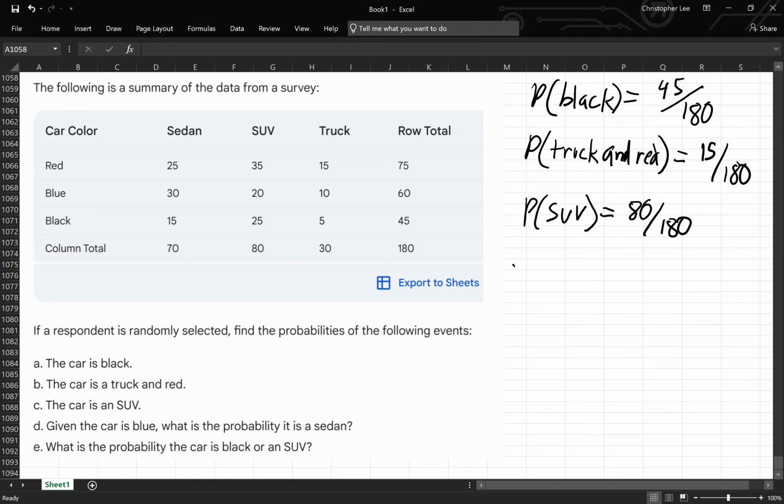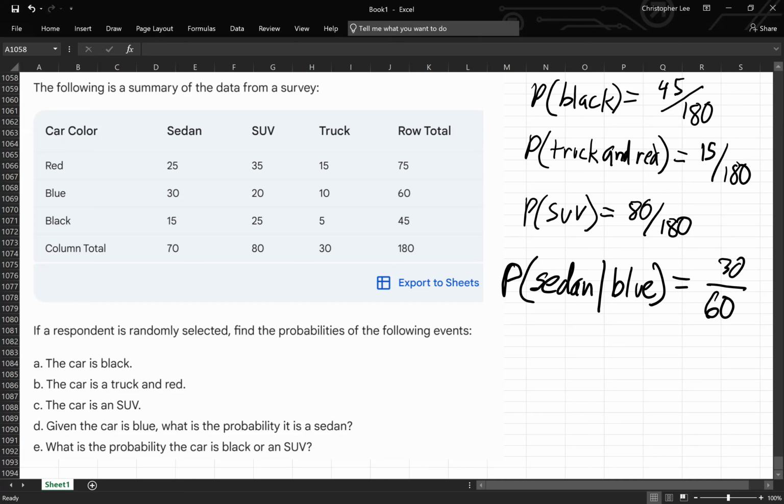So what they're asking you in D is the probability of sedan given blue. Out of how many blues are there in total? 60. And out of those blues, how many of them are sedans? That's 30. So 30 over 60. That's what that is.